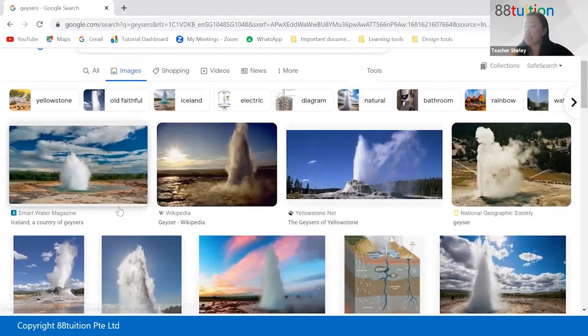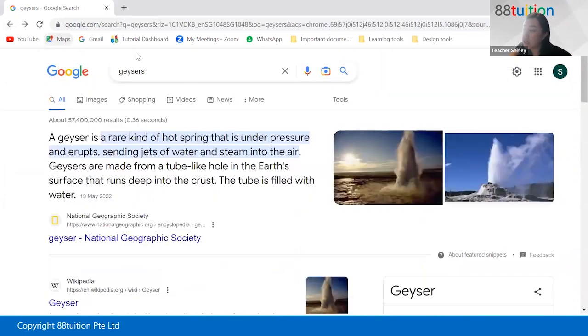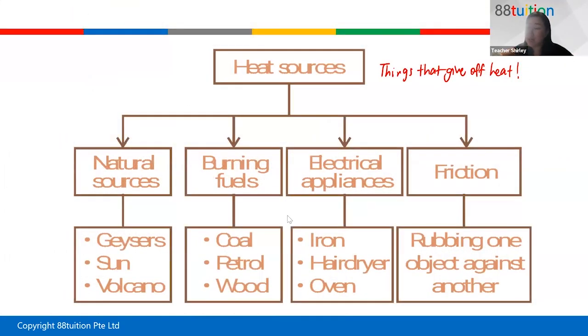So as you can see, this is a geyser. It's basically massive amount of heat energy from the center of the earth, from the core, and then it basically forms like a mini explosion of your water bodies. Okay, see, it's because it's a rare kind of hot spring that under pressure, it will send jets of water and steam into the air. So that's a geyser. Okay, so geyser is a natural source of heat together with your sun and your volcano.